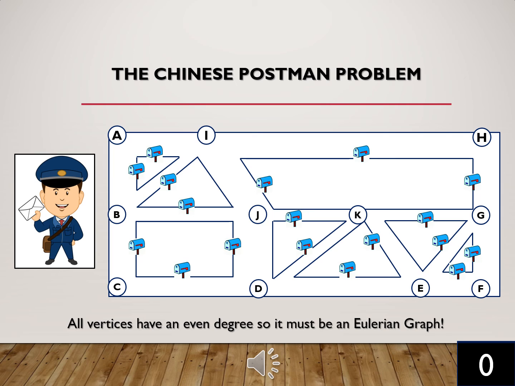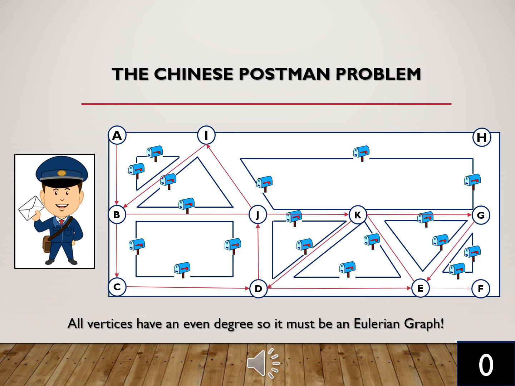A, B, C, D, J, I, B, J, K, D, E, K, G, E, F, G, H, I, A satisfies this problem. So yes, a postman can in fact complete a route through the neighborhood and deliver mail to each mailbox, only passing through each mailbox exactly one time.